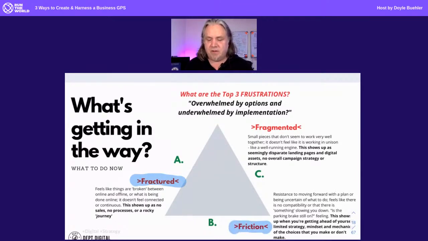Second one is friction. Resistance to moving forward with a plan or being uncertain of what to do. It feels like there is no compatibility or that there's something slowing you down. Like, have you ever gotten into a vehicle and you're backing up or moving forward, and it's like, why is this thing not going so well? Oh, I got the handbrake on or something like that. Or the tire's flat or something similar as well. So that's friction. And that actually exists in what we're doing every day. It's something that's slowing you down, and this shows up when you're getting ahead of yourself with limited strategy, mindset, and the mechanics of the choices that you make or you don't make. So you need to be able to see what works through experiments. What doesn't work is often even more important as well. So we need to be able to do that.